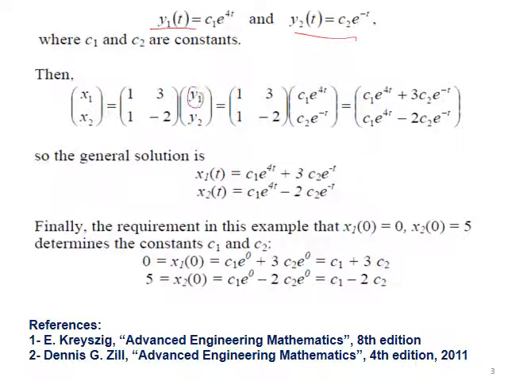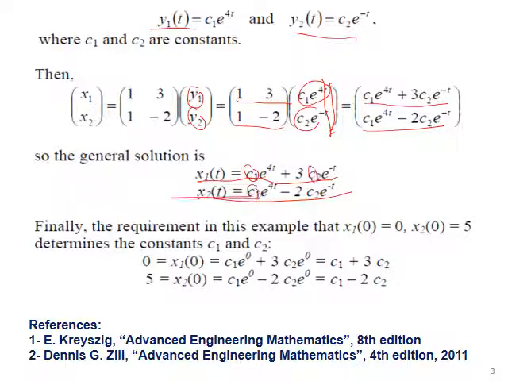Just substitute here and here, as you can see. Then multiply row by column, you have an equation. Multiply row by column, you have an equation. Okay, I got the equations. You have 2 constants. If you are given initial conditions, and you are already given initial conditions, just substitute and find these constants C1 and C2.